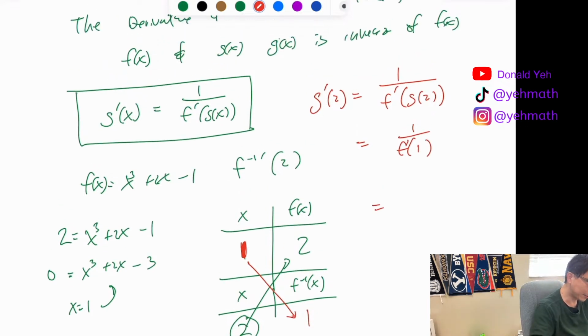So can I take a derivative of that function and plug in 1? f prime of x is equal to 3x squared plus 2. I'm going to take a derivative and plug in 1 here. So it'll be 1 over 3 times 1 squared plus 2, and that's equal to 1 over 5. So the derivative is 1 over 5.